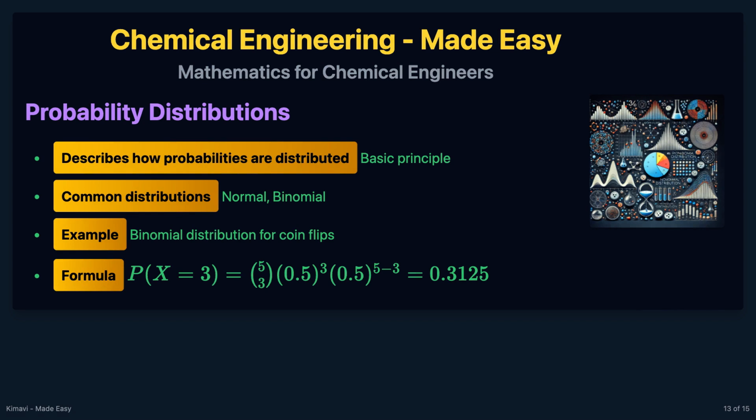Probability distributions describe how the probabilities of a random variable are distributed. Common distributions include the normal distribution, which describes data clustering around a mean, and the binomial distribution, which describes the number of successes in a fixed number of independent Bernoulli trials. For example, the probability of getting exactly 3 heads in 5 coin flips, where the probability of heads is 0.5, can be calculated using the binomial distribution formula, which equals approximately 0.3125.